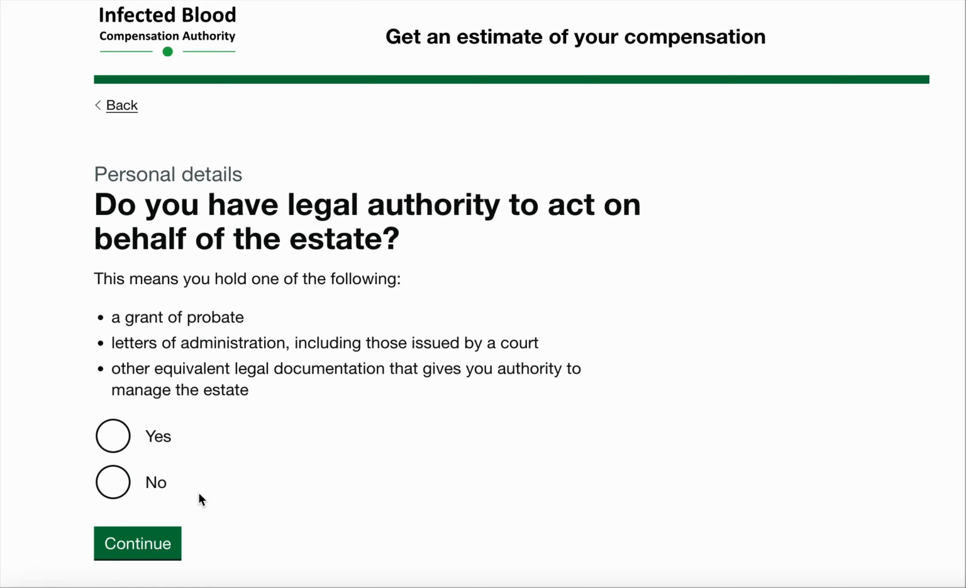This means you hold one of the following: a grant of probate, letters of administration including those issued by a court, or other equivalent legal documentation that gives you authority to manage the estate. Click No to check what you do if you do not have the legal authority. In this example, Yes is selected.